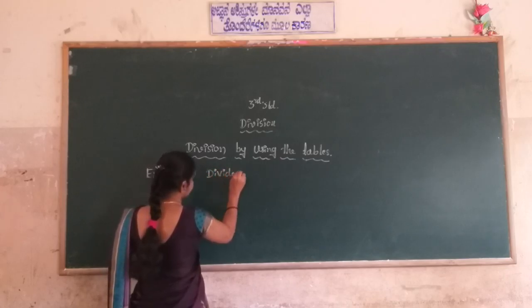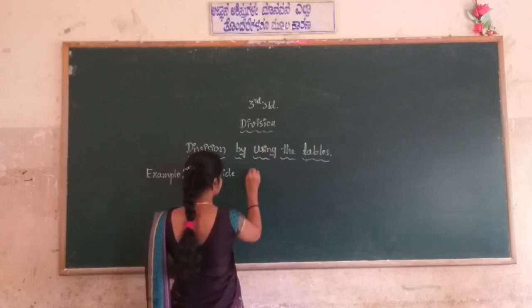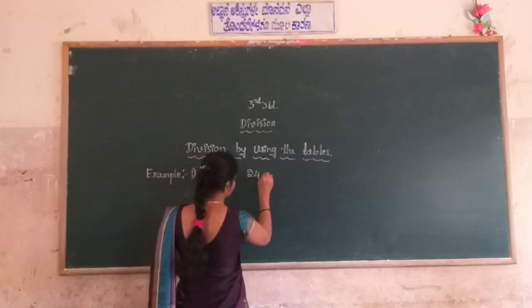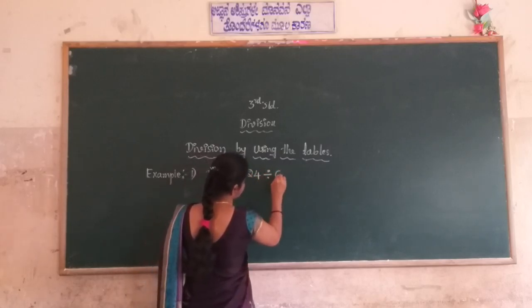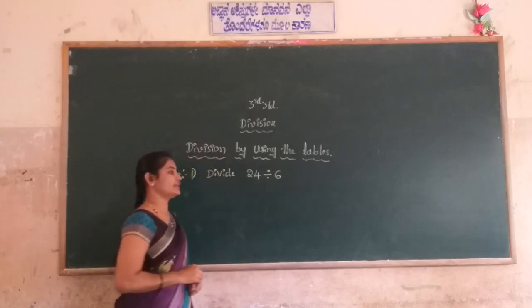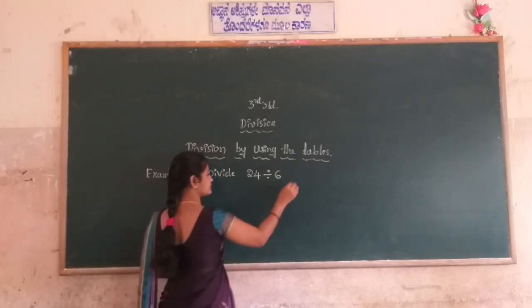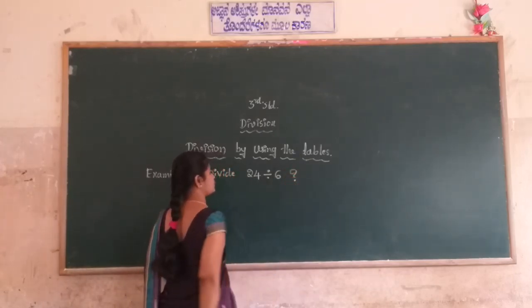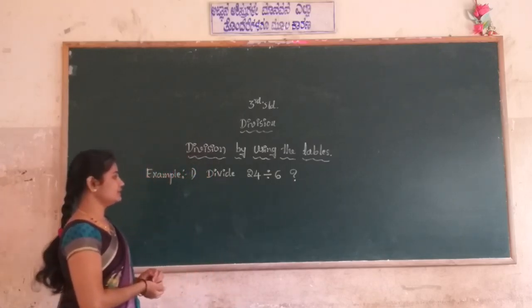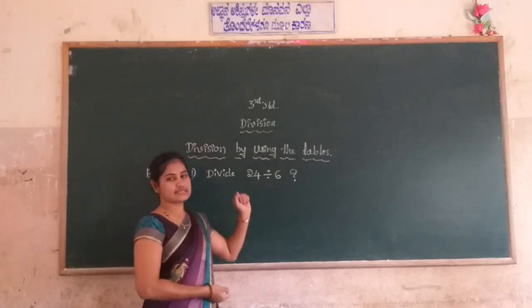Divide. 24 divided by 6. This is the question. Divide 24 divided by 6.